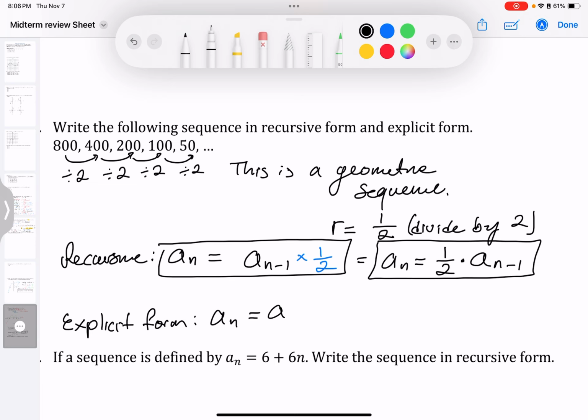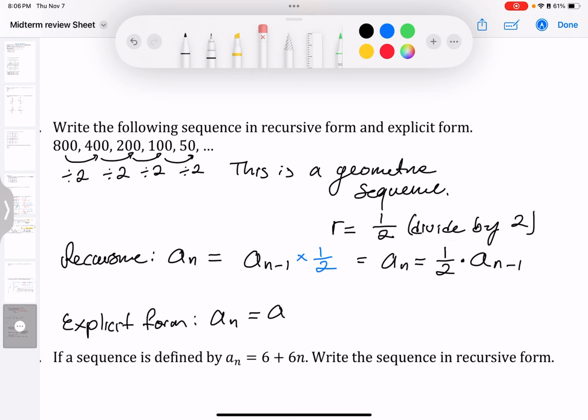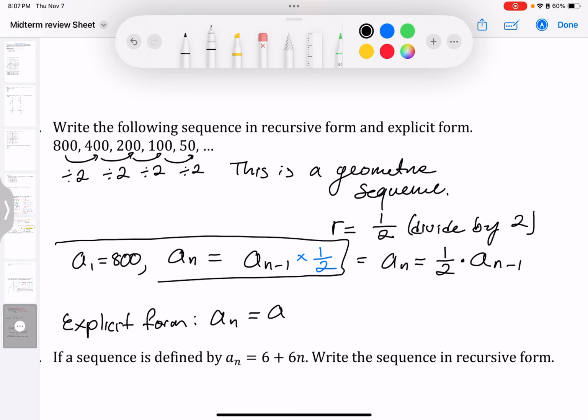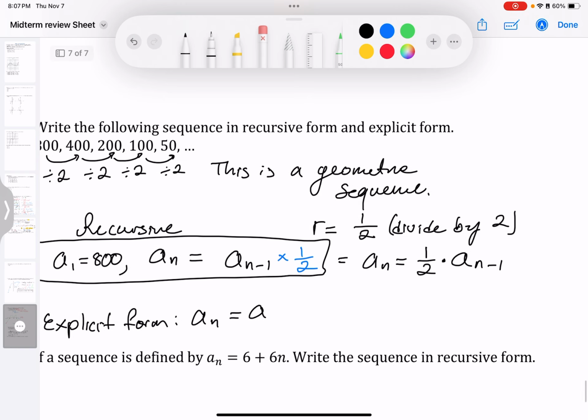Oh, and I forgot to include that in my recursive form. So we're going to rewrite this one. I made a mistake, so look how fast it is to make a mistake. The value of the first term is 800, comma. To find the next term, we take the previous term and multiply it by 1/2. So look how easy it is to make a mistake like I did and forget. So I'm not going to edit that out. I'm going to use that as a life lesson for us both.